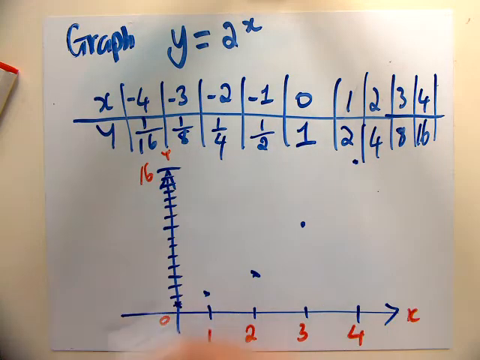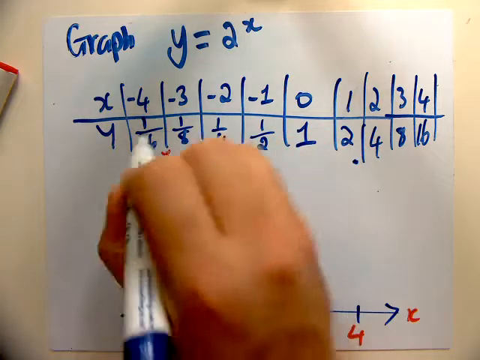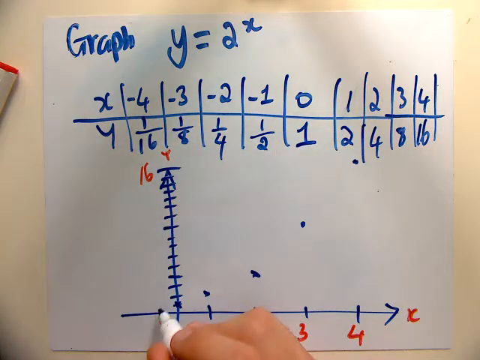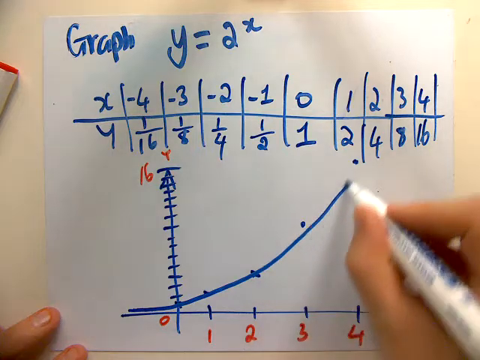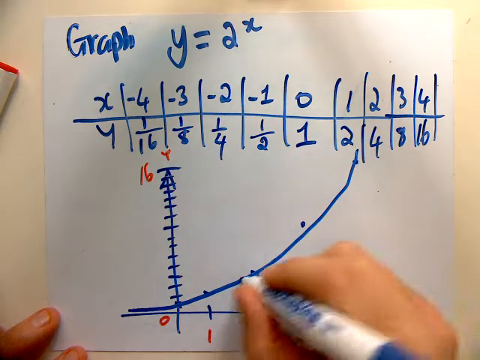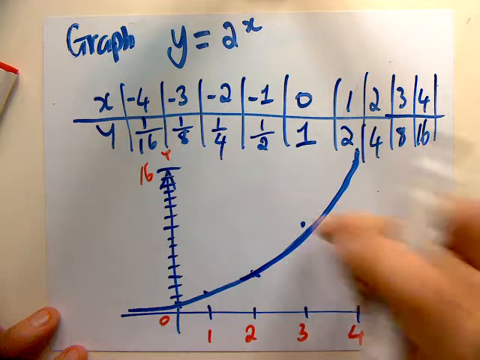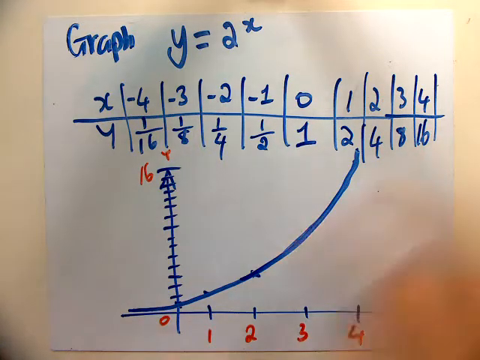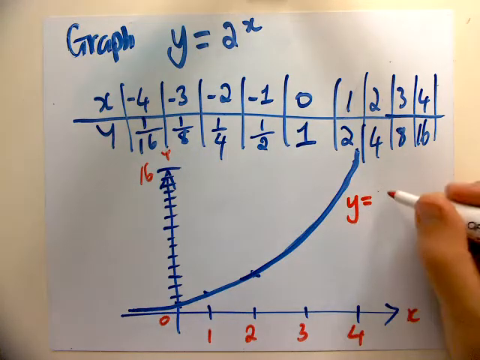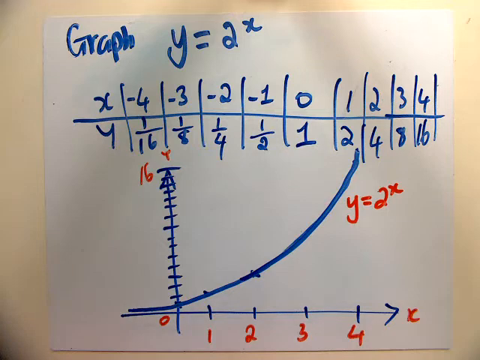Now, if I keep moving back this way, you notice it gets smaller and smaller and smaller. So it's going to go all the way down like this. So if I was going to draw my graph now, you see it's a curve that increases exponentially. So it's increasing exponentially as we move along the x-axis. So this is the graph for y equals 2 to the power of x.